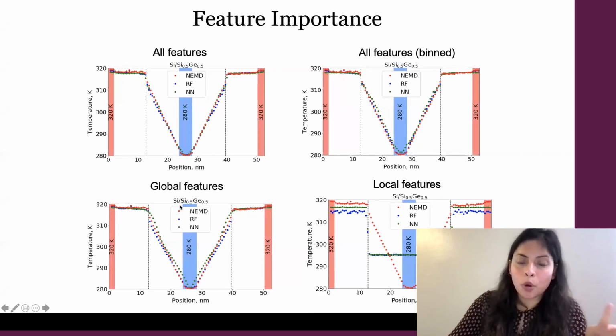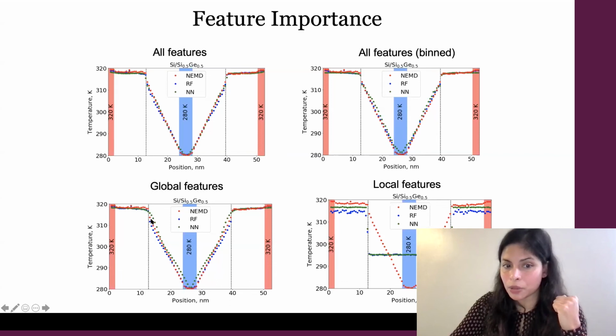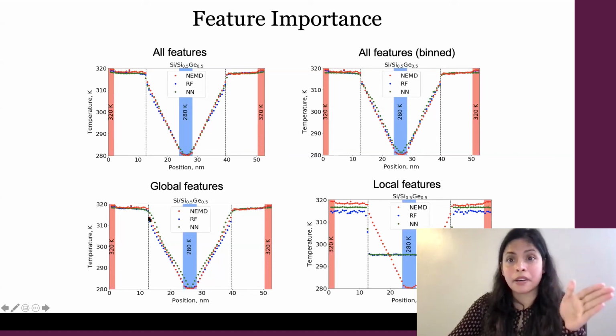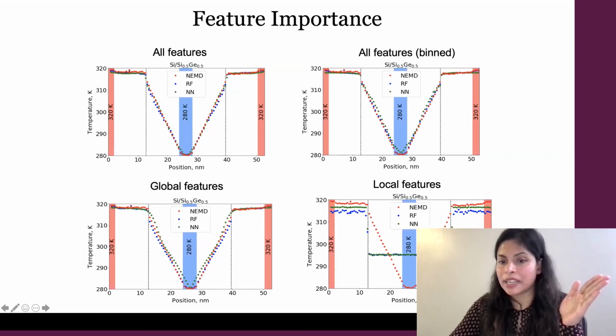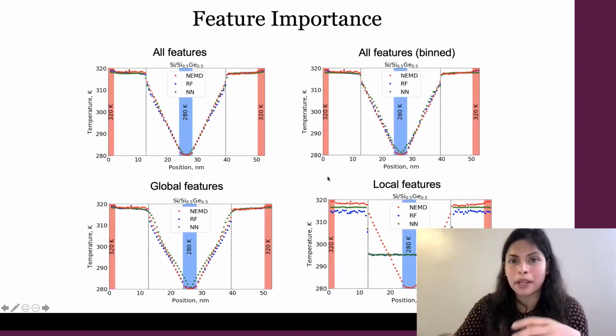Then we tried global features versus local features. What is interesting is that global features cannot capture the jump right at the interface very well, and local features are worse overall, but just at the interface, they do pretty well. So you need to have multiple different features to do that.